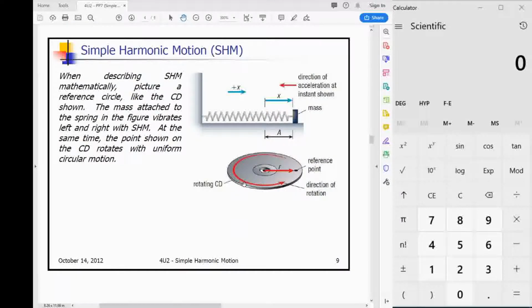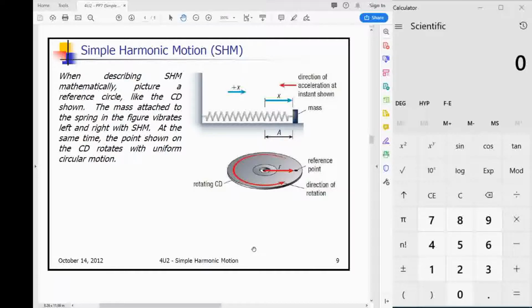When describing simple harmonic motion mathematically, you can picture a circle and a reference point. So here we have a rotating CD, and as this mass that is attached to our spring moves back and forth around that equilibrium point, the point on the CD rotates with uniform circular motion.